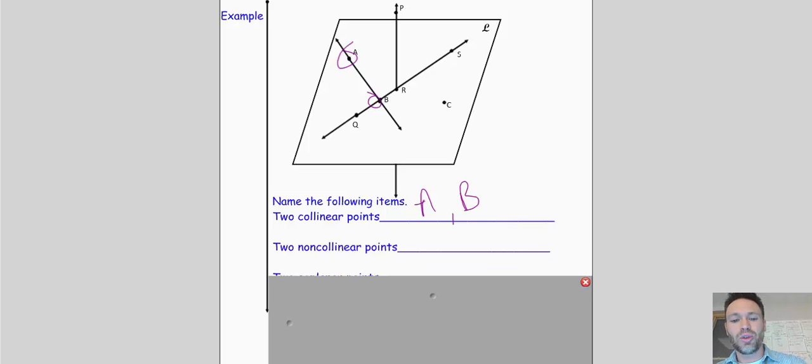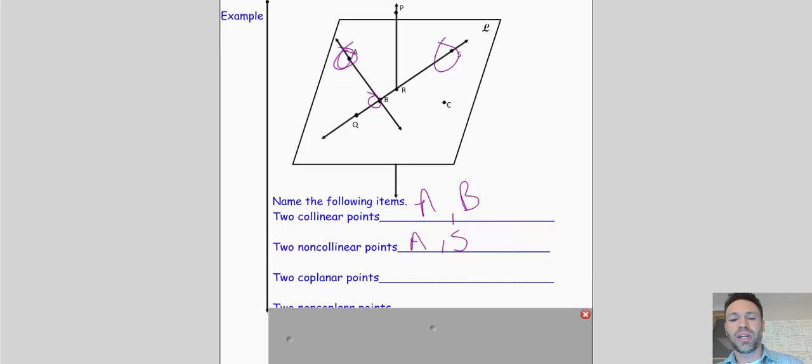Alright? 2 non-collinear points. So I can say that A and F are not on the same line. Okay? They're not on the same line. They're not collinear. 2 coplanar points. Pretty much any point that's on here, I can say is coplanar. So I can say that maybe B and R. Those are on the same plane.